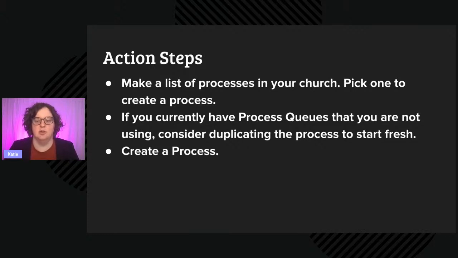So action steps, I really encourage you to make a list of the processes in your church. Pick one to create a process. If you currently have process cues that you're not using, it can feel kind of stressful, like, oh, I have all these people sitting here. I would just duplicate it, start fresh, and then go from there. Obviously some things you can't do that with, but it's kind of depressing when you see overdue, or this person's been in this queue for 140 days. So start fresh, give yourself every advantage to be successful with it. And after you've made that list and picked one, create that process.